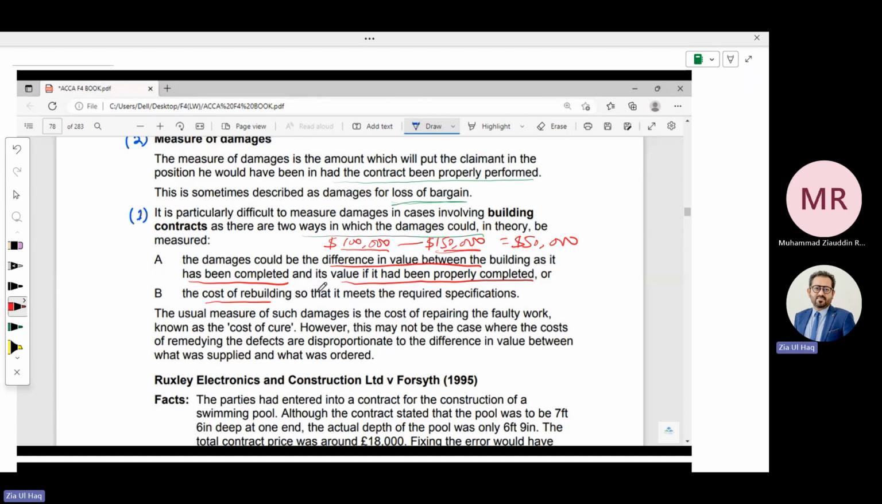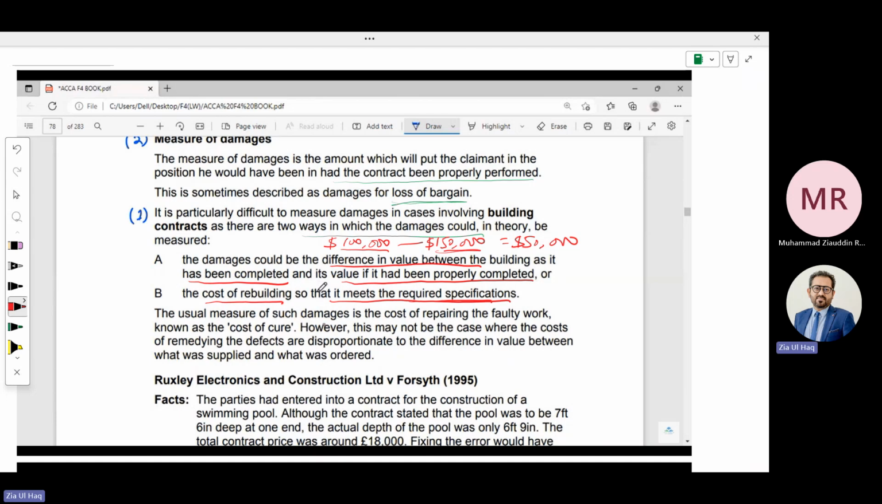Or the cost of rebuilding, so that it meets the required specification. There was a contract to build a unique type of building according to the requirement of the customer, but the contractor hasn't constructed the building as per the requirement of the customer. This means to meet his requirement, there is some extra work required on the building. So what is the cost of that extra work? That will be damages in case of a building not completed as per the required specification.